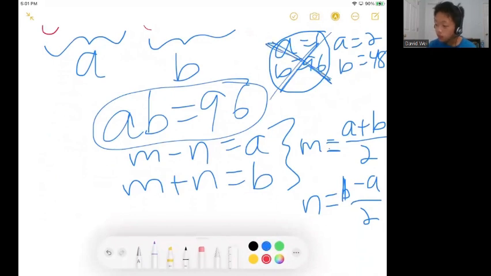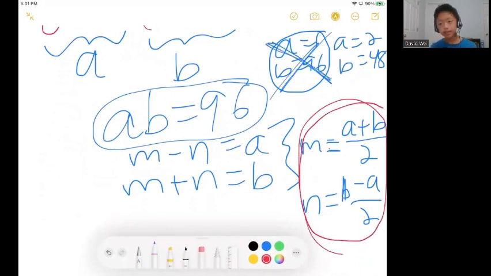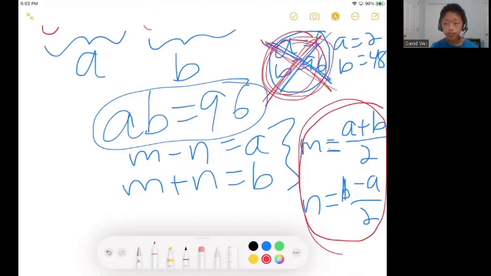If we take a closer look at these equations, a plus b and b minus a both have to be divisible by 2 in order for m and n to both be positive integers. For a plus b to be even, a and b have to have the same parity. Parity is just a fancy way of saying whether a number is even or odd. So a and b must both be even, or both be odd. That's why a equals 1, b equals 96 does not work: a is odd but b is even. They had different parities, which is why m and n were not positive integers.